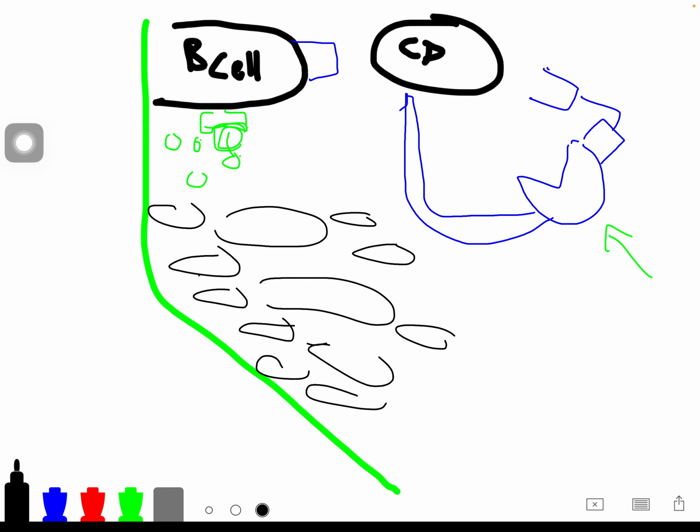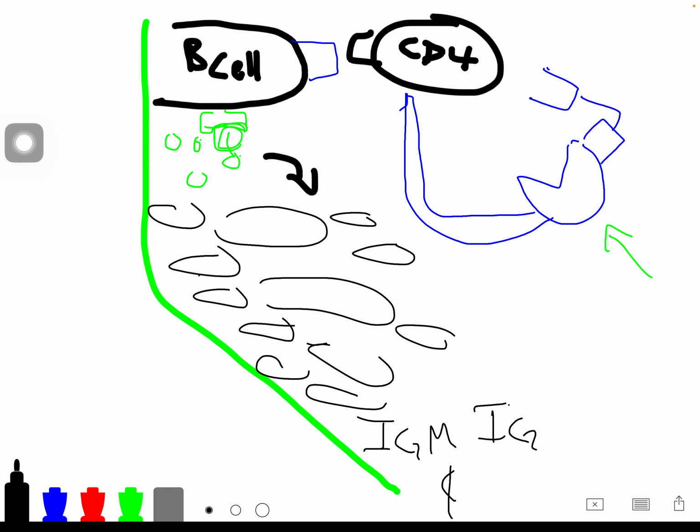So, going back, we have our T cells, so we have our CD4 cell, it's activated, it's bound to the B cell. Now we get plasma cells, and these plasma cells are going to create antibodies. We'll talk about the types of antibodies, but specifically there are two main responders. We get IgM and IgG antibodies. These are the first ones to respond.